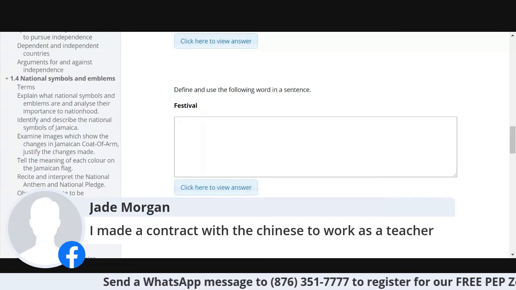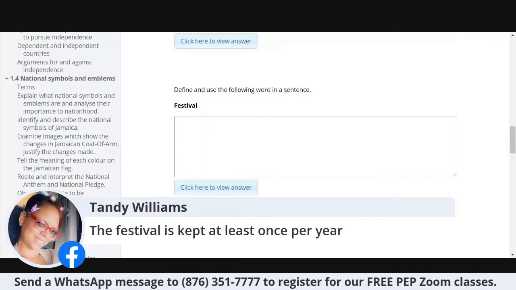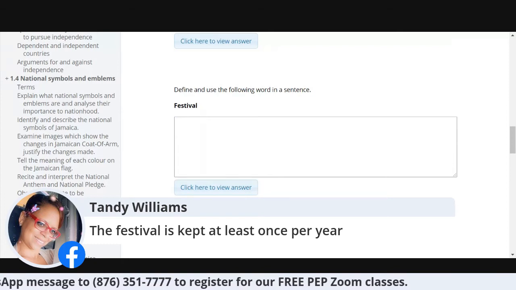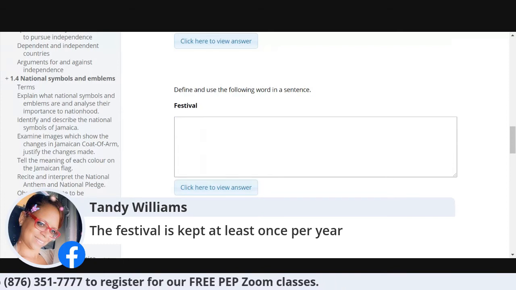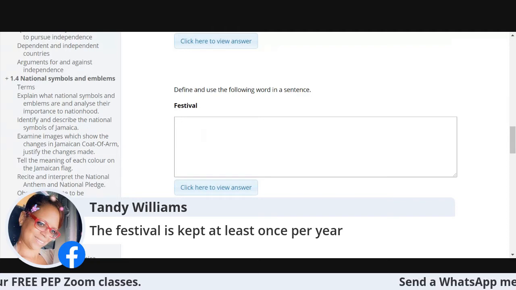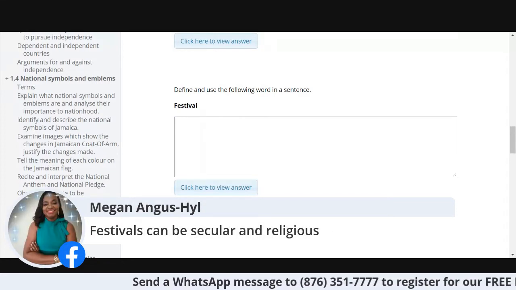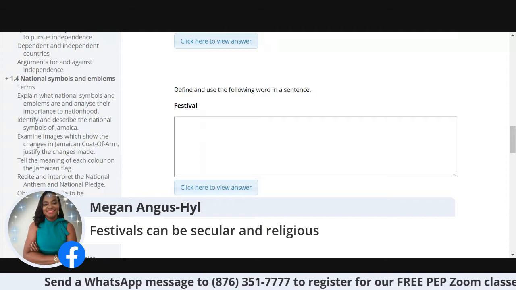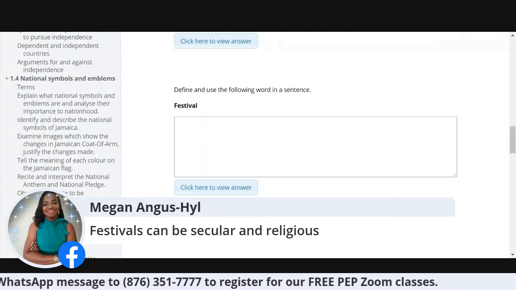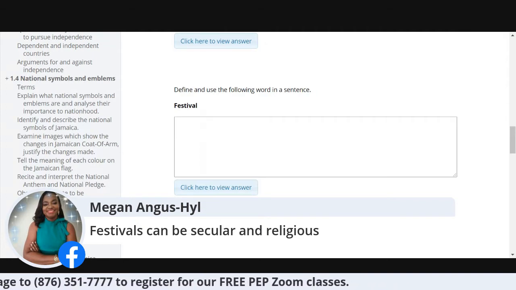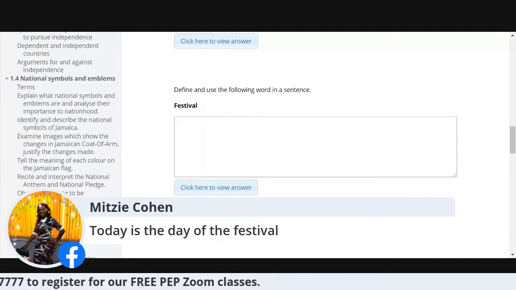Right? The festival is kept at least once per year. Okay, so Tandy, you have the first sentence. Oh, all right, guys, I want to see your sentences. My teacher talks about the festival in Trinidad and Tobago a lot. Megan, festivals can be secular and religious, or I don't know, maybe or. Okay. Mitzi, today is the day of the festival.